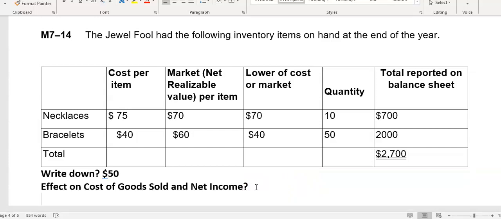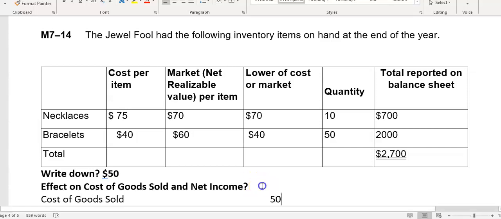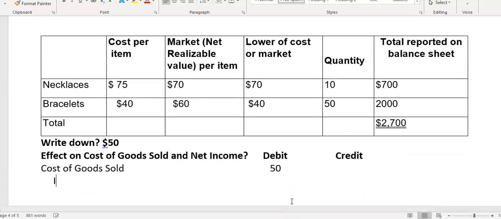Let me show you the journal entry we would do. We would debit cost of goods sold for the $50. And we would credit the value of our inventory. So that will reduce the inventory by $50, and it will increase the cost of goods sold.